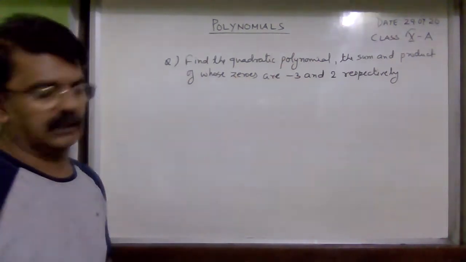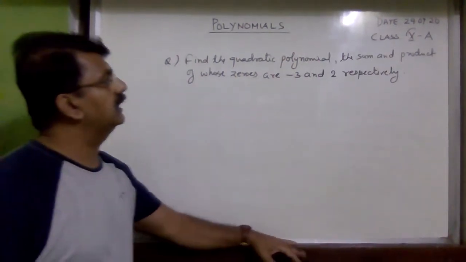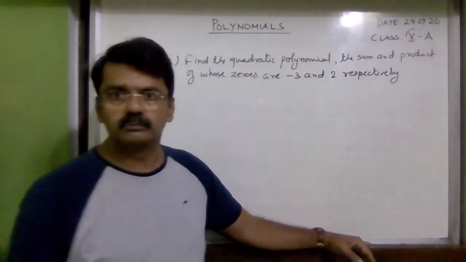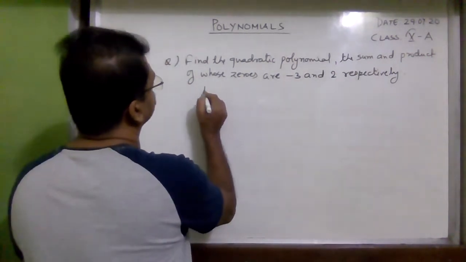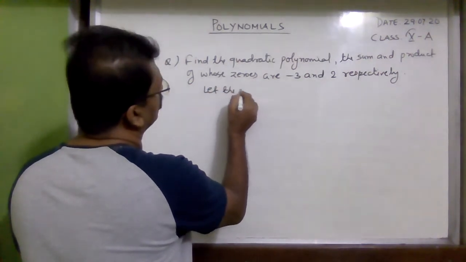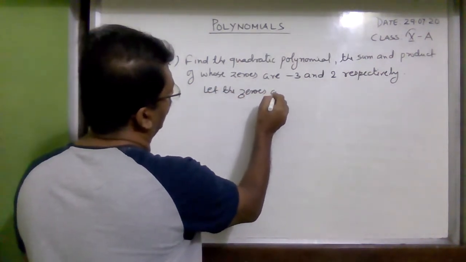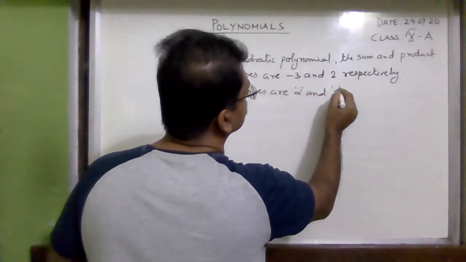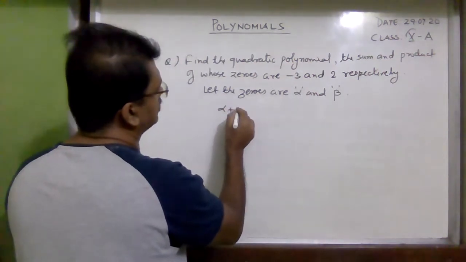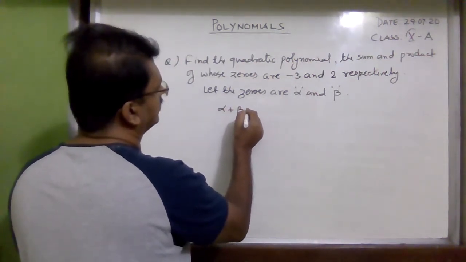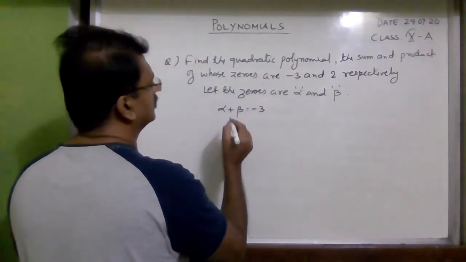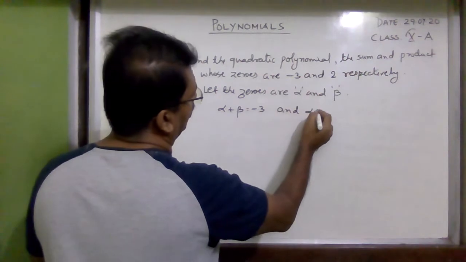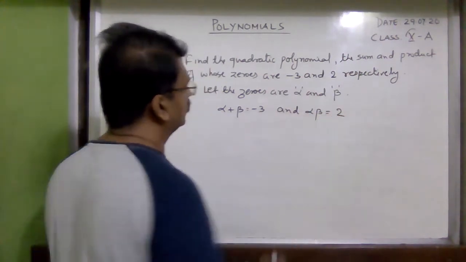So you have to write a quadratic polynomial in which the sum and product of zeros are given, -3 and 2. So let the zeros be alpha and beta, then alpha plus beta is given as -3 and alpha into beta is given as 2.